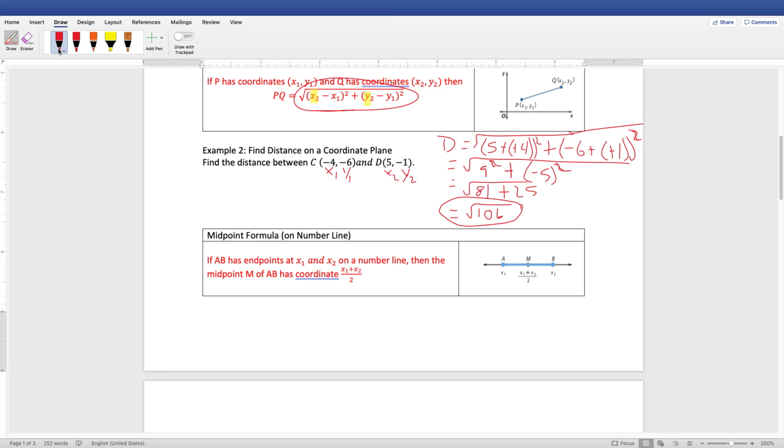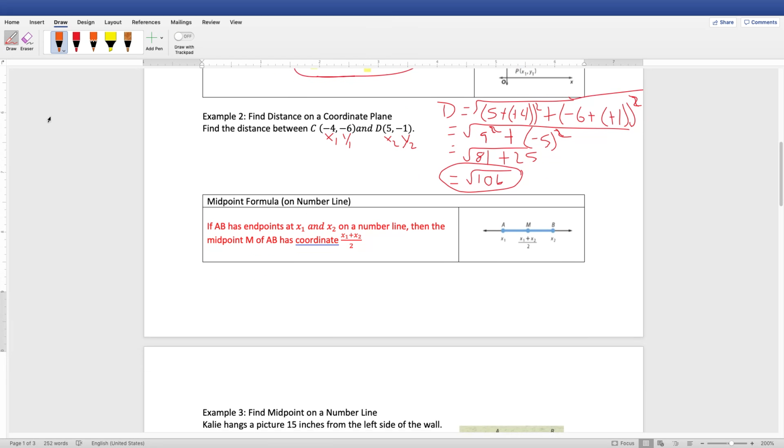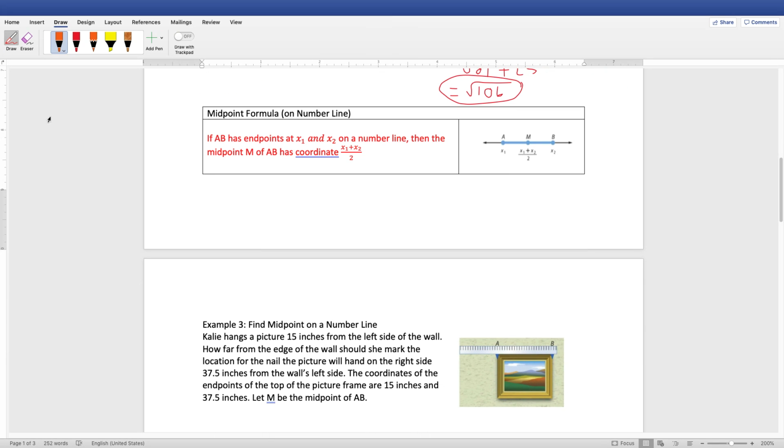So now we're going to talk about, again, this time we're going to start with the midpoint formula. We're going to talk about it on a number line. If line segment AB ends at x1 and x2 on the number line, then the midpoint M of AB has the coordinate x1 plus x2 divided by 2.